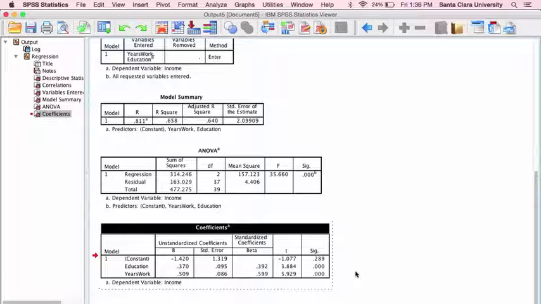So that's how you run an SPSS regression, and that is how you interpret the output from an SPSS regression. I hope that's helpful.